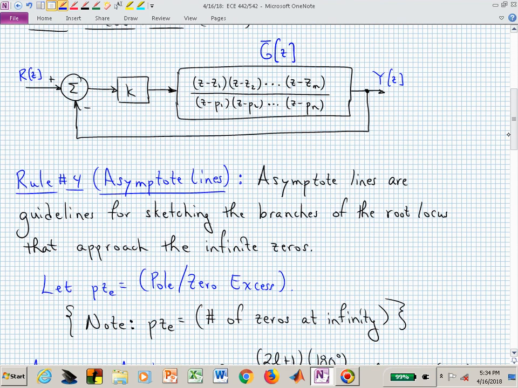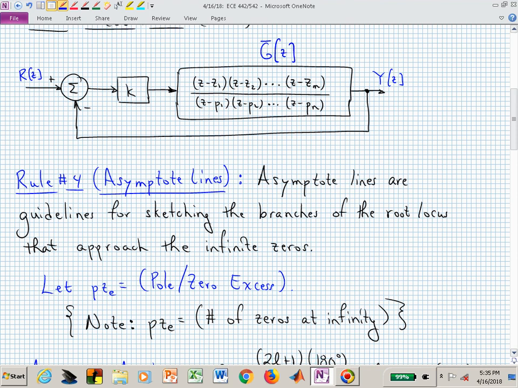We are to establish notation. We will let PZ sub E be the pole-zero excess, which is simply the number of poles, N, minus the number of zeros, M. That's PZ sub E. And that's also equal to the number of zeros at infinity. You can think of it both ways. You can say the pole-zero excess, or you can say the number of zeros at infinity. They're the same number.